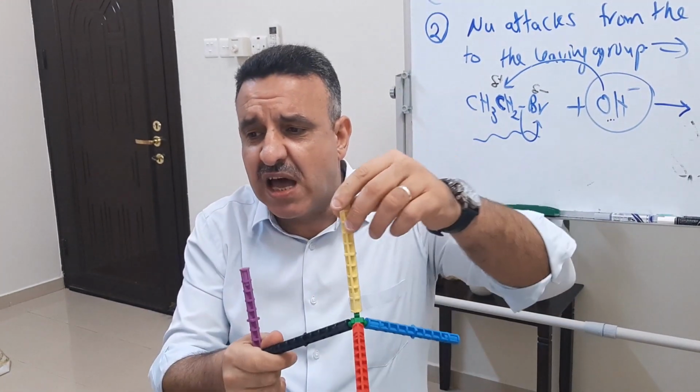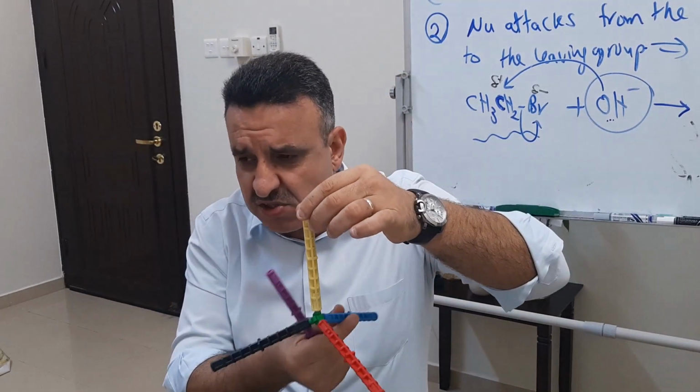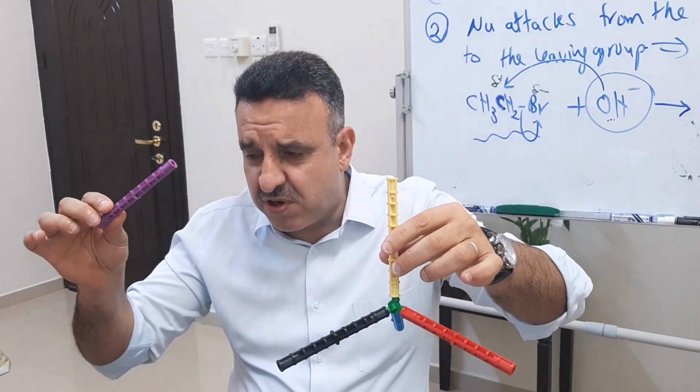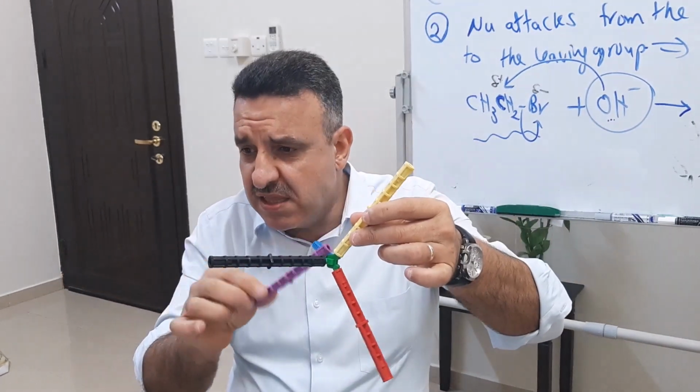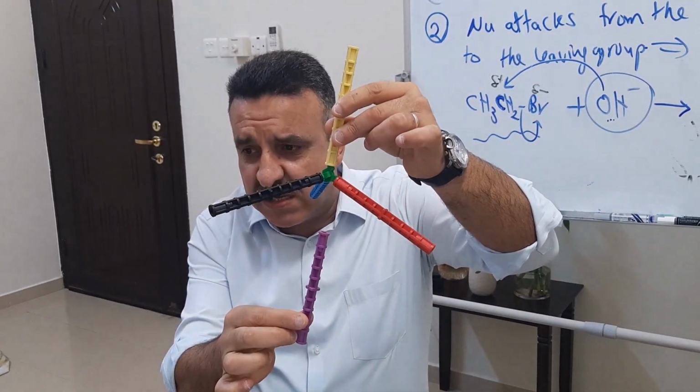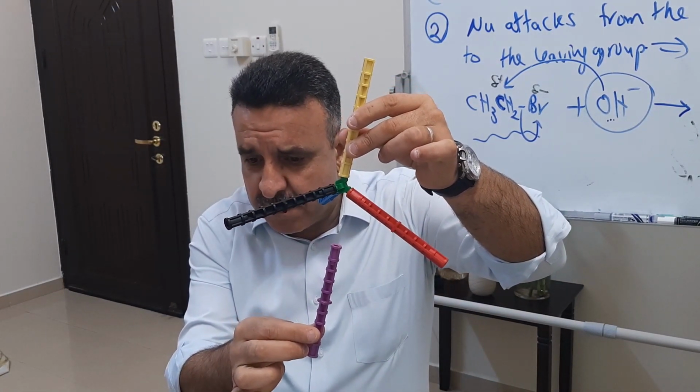Suppose this is the halogen, which will leave. So the halogen here is in yellow color. So the best position for the nucleophile to attack this carbon, which is connected to the halogen, is to attack it from the backside. Do you follow me?